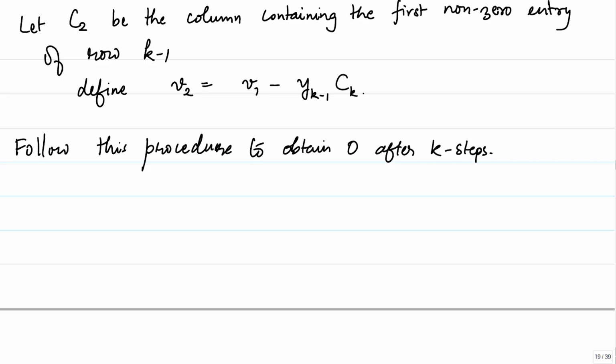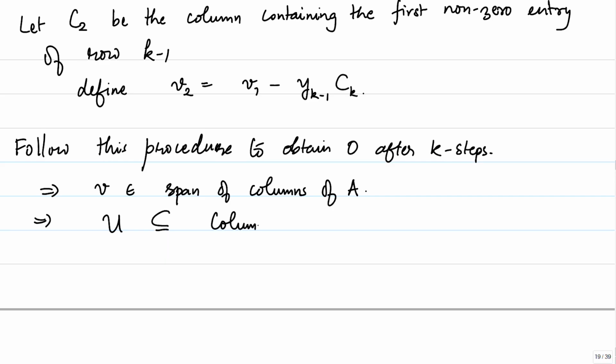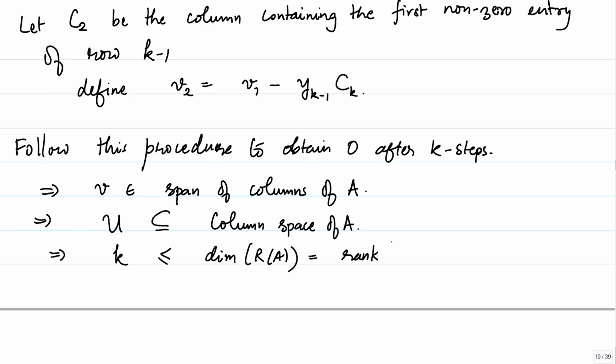And if we backtrack what we did, we would have written V as a linear combination of C1, C2 up to Ck, where the Ci's are columns of our matrix A. This implies that our vector V is in the span of the columns of A. This implies that U is contained in the column space of A, or the subspace of R^m which is spanned by the columns of A, and therefore k, which is the dimension of U, is less than or equal to the dimension of the column space, which is the dimension of the range of A, which is equal to the rank of A, and therefore we have established our theorem.